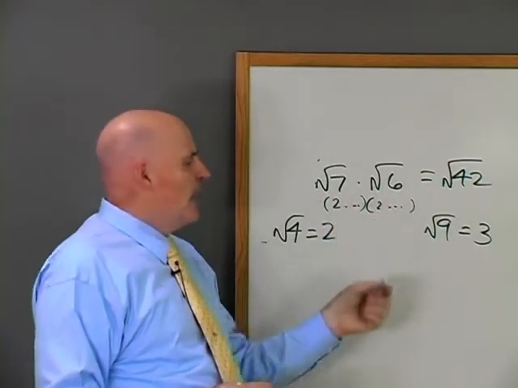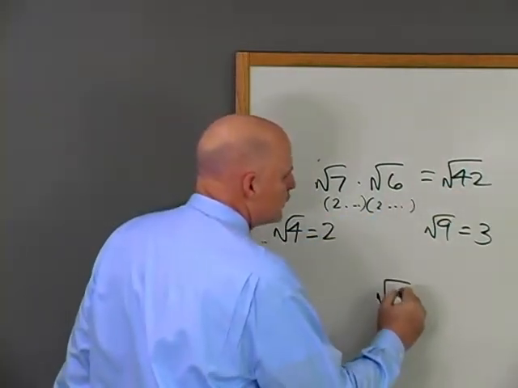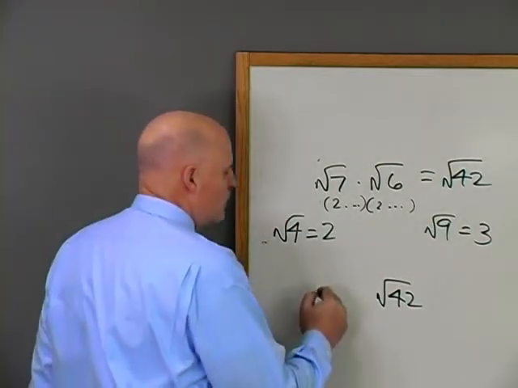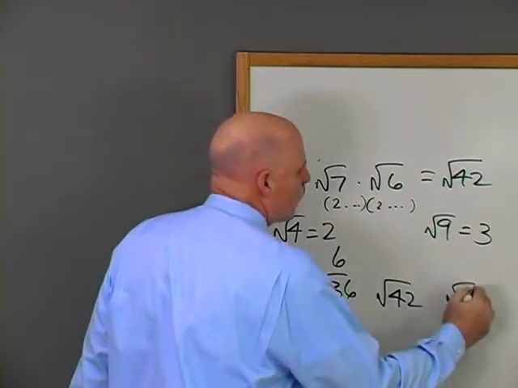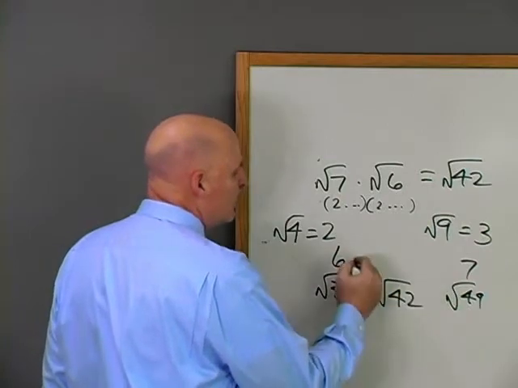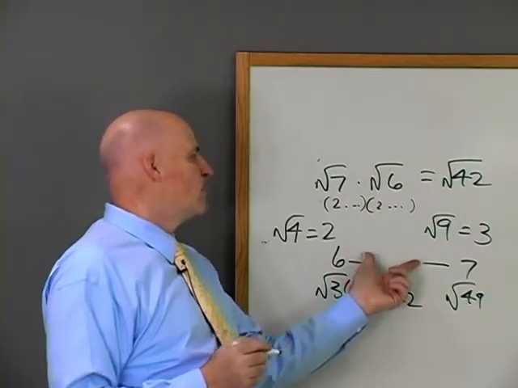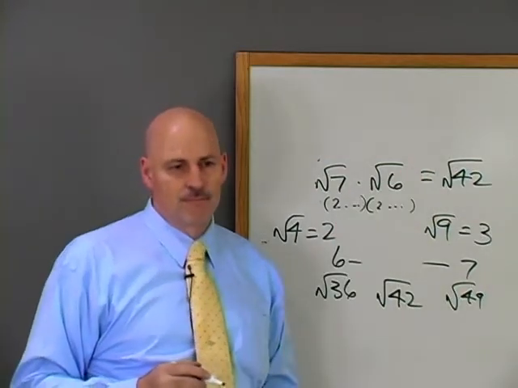How about the square root of 42? What's that in between? What's the closest squares to the square root of 42? Well, what's the square root of 36? 6. What's the square root of 49? 7. So the answer should be between 6 and 7, correct? And it turns out that's what we predicted, because 2 point something times 2 point something is about 6 something.